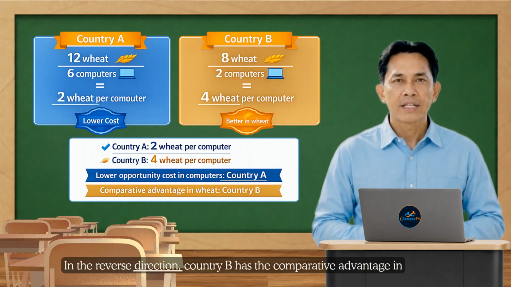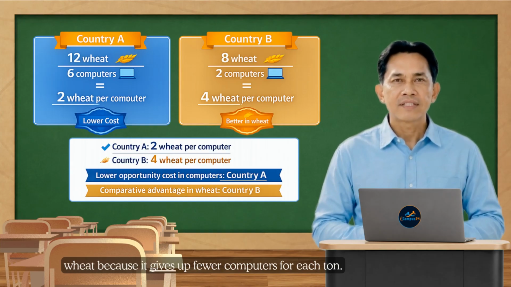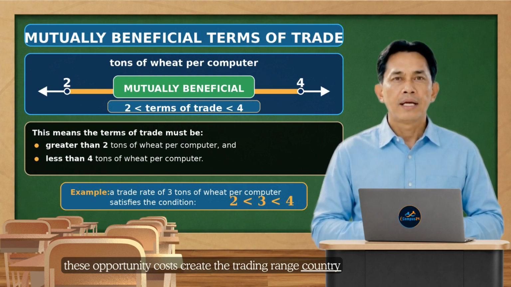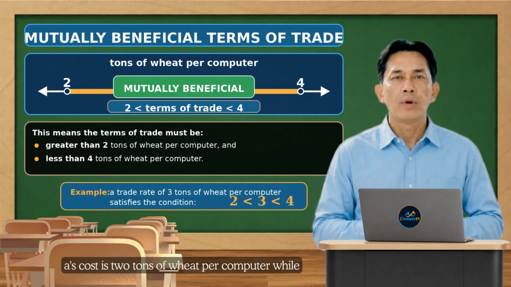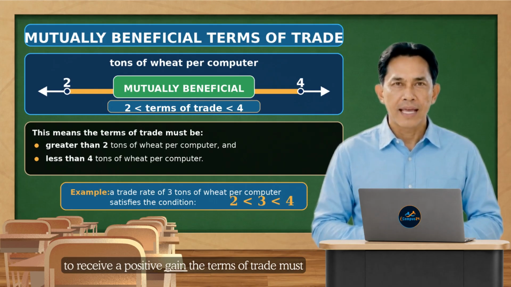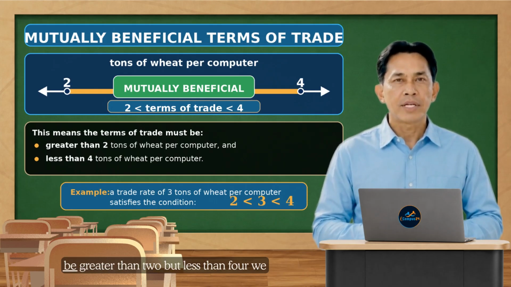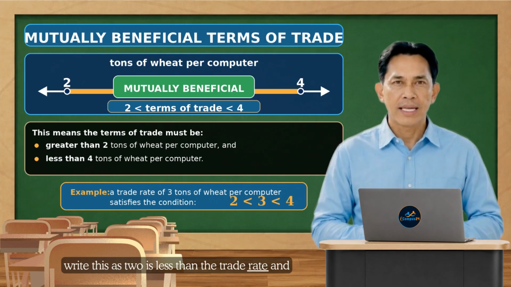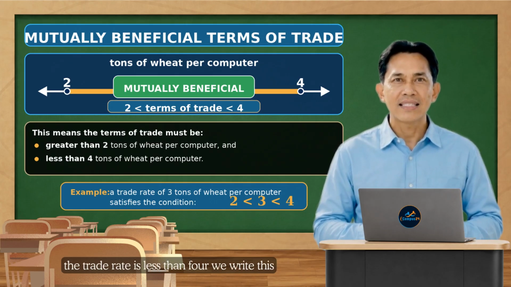In the reverse direction, country B has the comparative advantage in wheat because it gives up fewer computers for each ton. These opportunity costs create the trading range. Country A's cost is 2 tons of wheat per computer, while country B's cost is 4. For both countries to receive a positive gain, the terms of trade must be greater than 2, but less than 4. We write this as 2 < trade rate < 4.